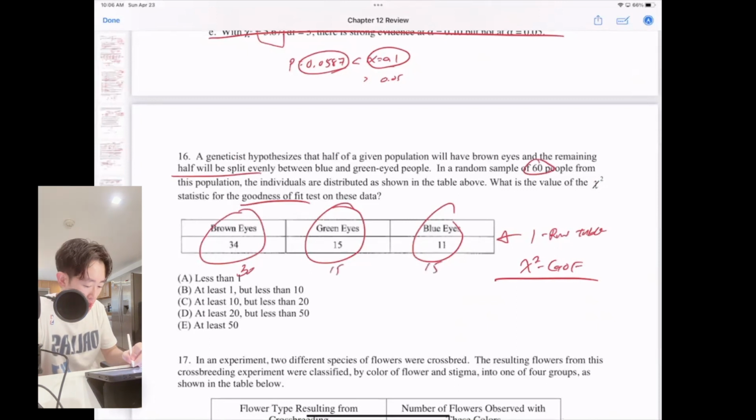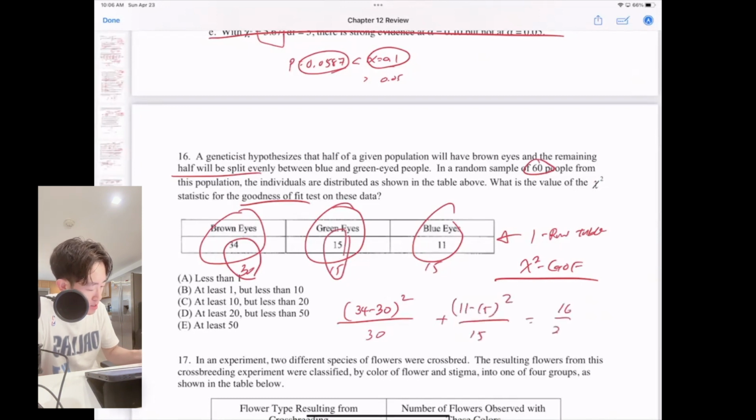So if you actually do the math, observed minus expected, over 30. This will just give you a 0, so there's no point. 11 minus 15 squared over 15. So that'll be 16 over 30 plus 16 over 15. So that will be at least 1, because that will be 32 over 30. So that will be 48 over 30. So it's not even like 1.5 something, 1.6. So the correct answer here should be B.